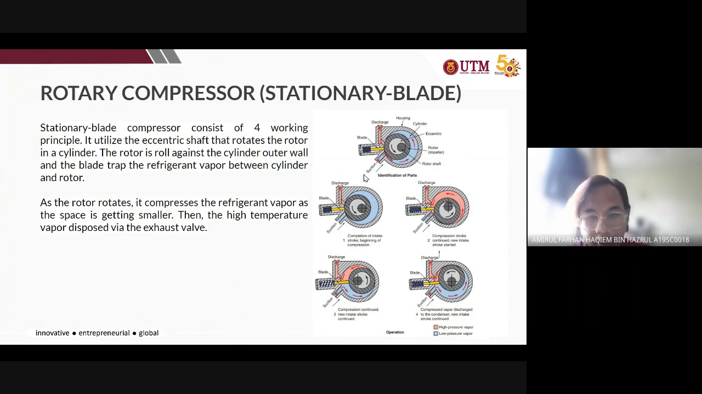So from the figure on the right, the low pressure vapor enters the compressor, and then the stationary blade will rotate against the wall, and then it will compress the low pressure vapor, and then the low pressure vapor will turn into high pressure vapor, and then the high pressure vapor will be discharged to the exhaust valve.